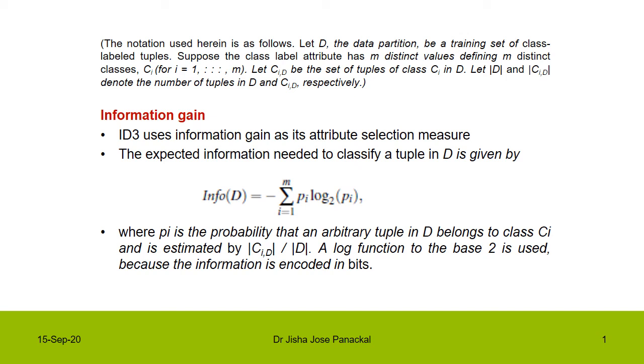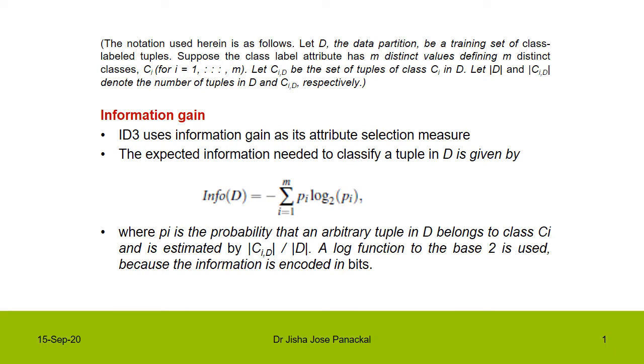Now we will quickly go through the different attribute selection measures. We have to see three attribute selection measures, including information gain, gain ratio, and Gini index. And different algorithms use different attribute selection measures. For example, ID3 uses information gain as its attribute selection measure.